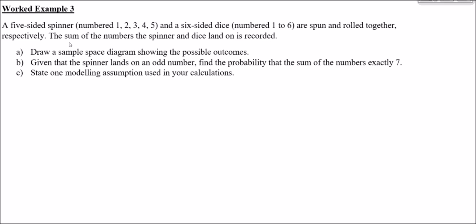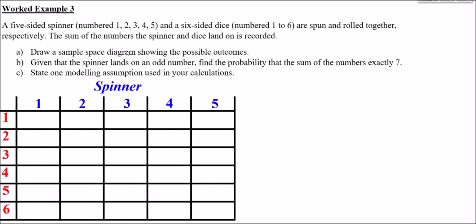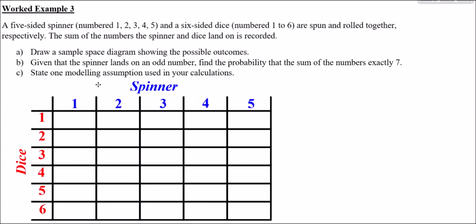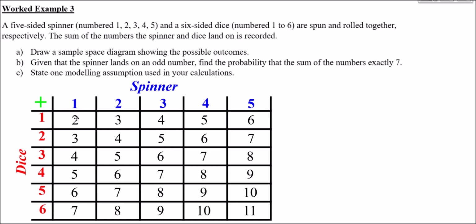First of all, for part A, we need to draw a sample space diagram showing the possible outcomes. What we need is columns and rows in a table, where rows will be for either the spinner or dice, and the columns will be for the other thing. Something like this is a good idea. I've done spinners for the columns, 1, 2, 3, 4, 5, and the dice for the rows from 1 to 6. What we're going to do here is add these numbers together to fill in these spaces. So the next thing is to get these values here. 1 plus 1 is 2, 3 plus 3 is 6, 4 plus 2 is 6, and so on. You should realise where these numbers come from, I'm hoping.